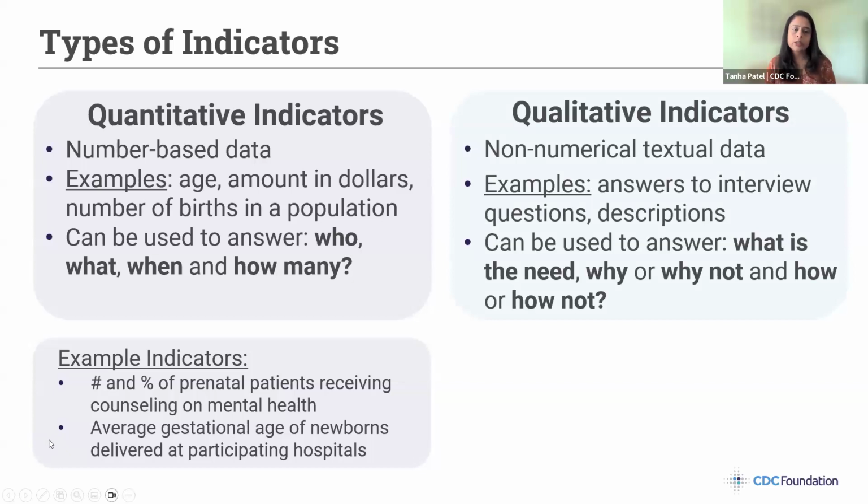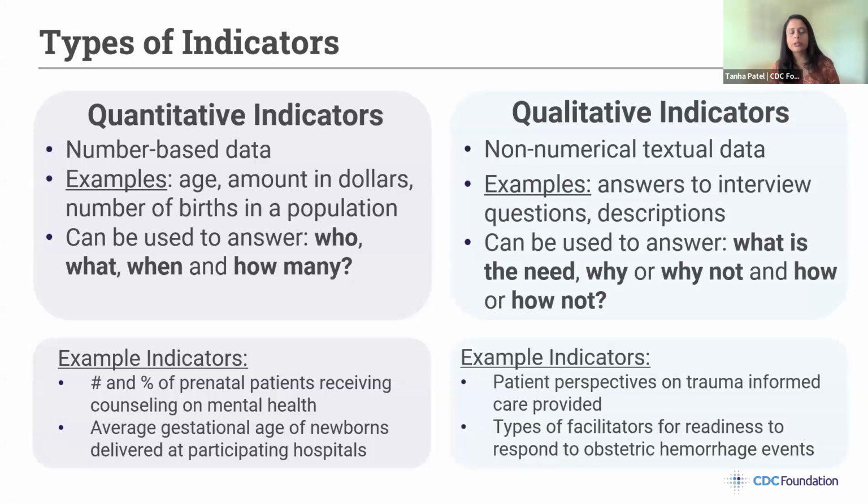On the other hand, qualitative indicators are textual data, such as answers to interview questions, or focus group conversations, or descriptions of something. Qualitative indicators can be used to answer questions like, what is the need? Why and why not should we do something? How or how not can we do something? Examples of qualitative indicators are patient perspectives on trauma-informed care provided, and types of facilitators for readiness to respond to obstructed hemorrhage events.